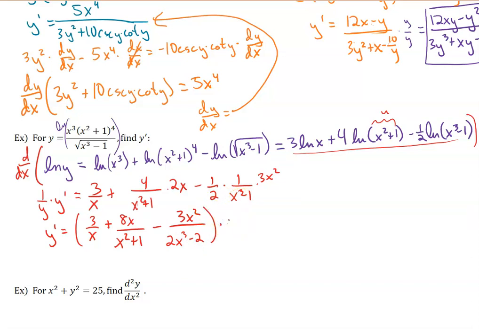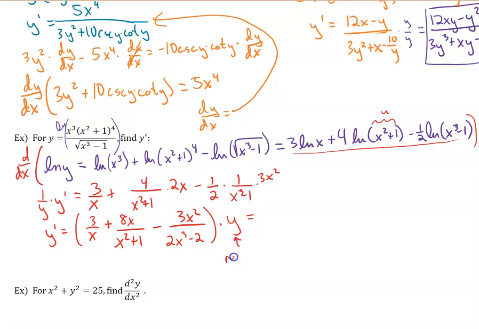Now, this is the important part. If a function is explicitly defined to begin with, I cannot leave y in my final answer. If it is explicitly defined, then y prime also needs to be explicitly defined because it is a function. And so I need to write my answer as a function f prime of x, not f prime of x and y. Now we can do this pretty easily, it just takes a little more writing.